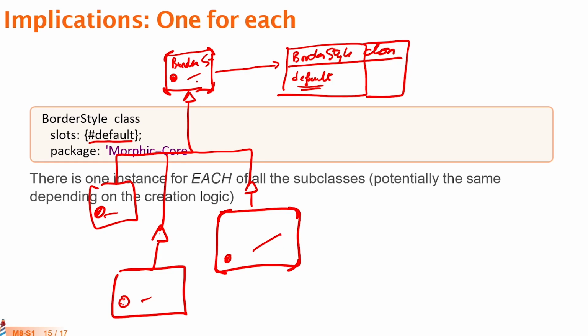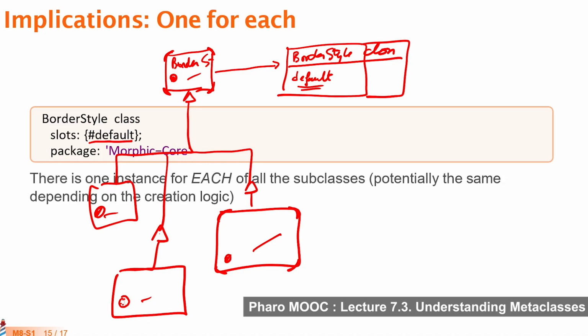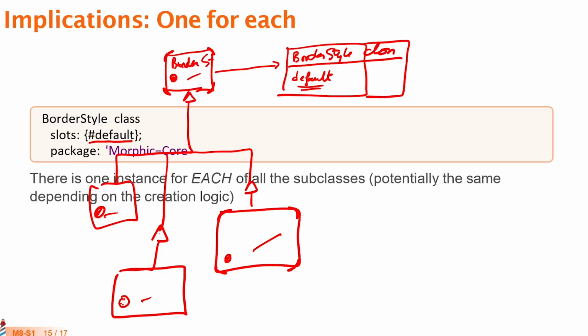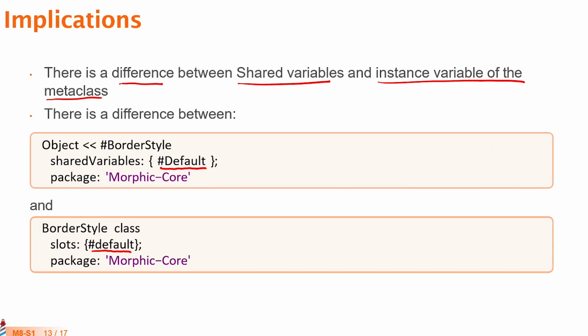Border style is an instance of the border style class, so it has the value of the instance variable of the meta class. If you want to check, there is a lecture on the Pharo MOOC on meta classes, and this is really interesting if you want to deeply understand this mechanism. But what you should remember is that if I go back, there is a difference between a shared variable and an instance variable of the meta class.